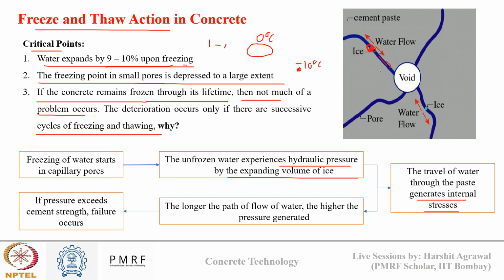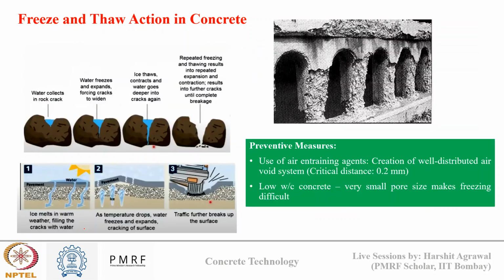Freezing is important, thawing is also important. The longer the path of flow of water, the higher the pressure generated, and if this pressure exceeds the strength of cement paste, then cracking will occur in the paste. You can see in the first image how freezing and thawing can cause cracking of a rock. Water collects in a crack present on the rock. Then when water freezes, it expands. Due to expansion, there is further cracking in the rock.